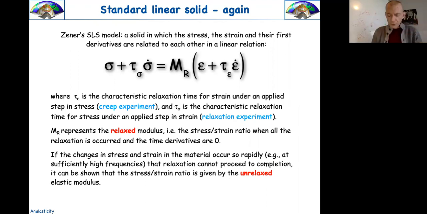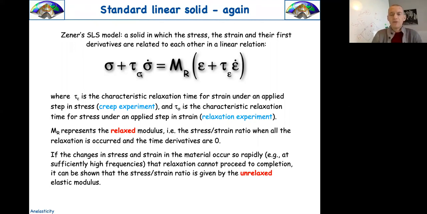Because the constitutive relationship of an SLS in general is made by a stress and a strain. And that's fine, it's like Hooke's law: stress, strain, and then a modulus. But now we also have something that is dependent upon the stress rate and something about the strain rate. And to balance the units, the quantities that stand in front have to be times, of course. These are called characteristic relaxation times.